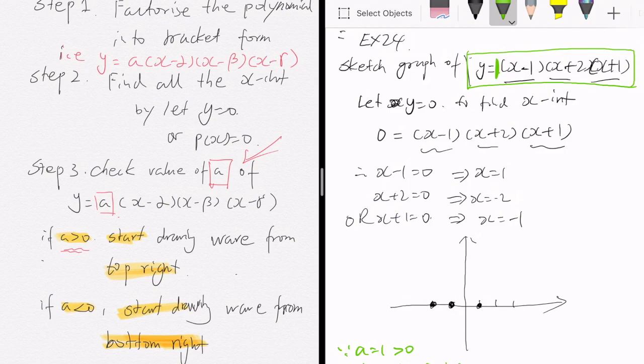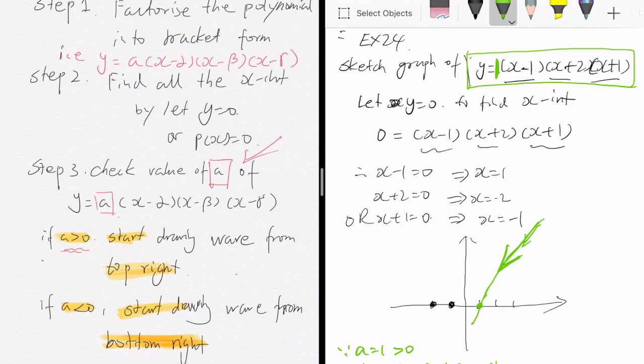from the top right. Here is my top right, and so we're going to start to draw the graph. Here we start. The first one, here is my x-intercept. We already calculated the x-intercepts, so we know our graph definitely crosses there. So I'm going to draw from the top right, and then we cross this.